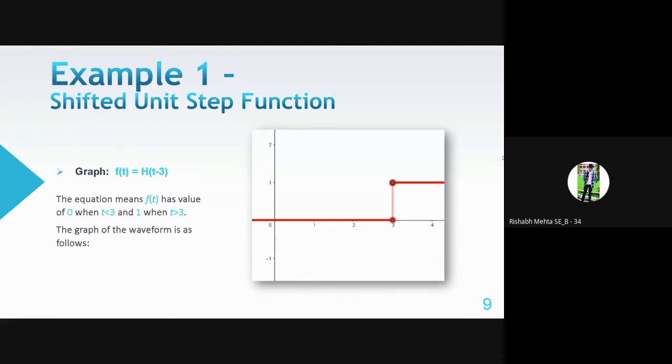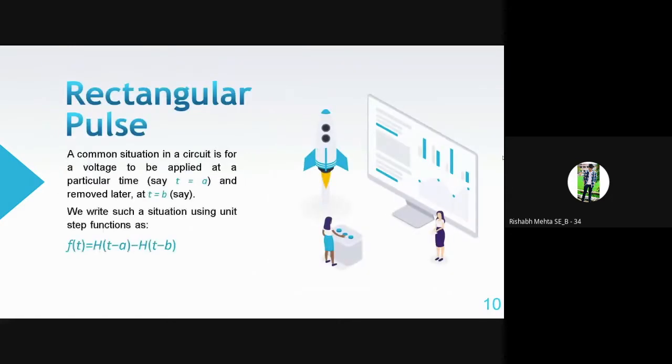Now you can see the representation in the graph on the right hand side. Now let's move on to the next subtopic, which is a rectangular pulse. In circuits, there come many instances when you need to apply a voltage at a time t is equal to a, and later on remove it at time t is equal to b. This is known as rectangular pulse, and it can be written as f of t is equal to h of t minus a minus h of t minus b.